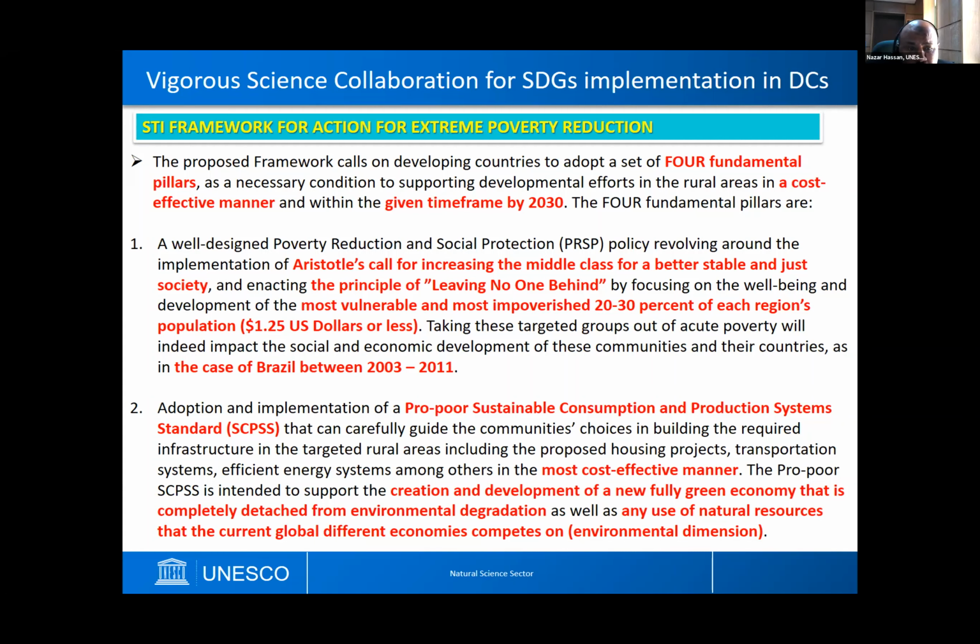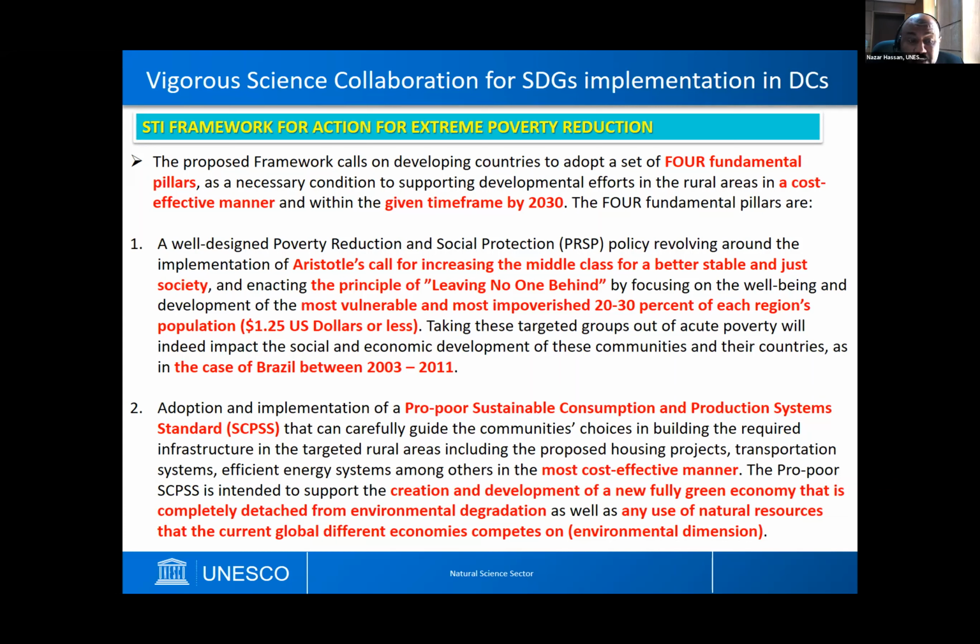This proposed framework calls for developing countries to adopt 4 fundamental pillars, and these are for rural areas in a cost-effective manner, and with the given time frame by 2030, they should be able to achieve higher than 10% of SDGs implementation. I'll go very quickly through those 4 fundamental pillars.